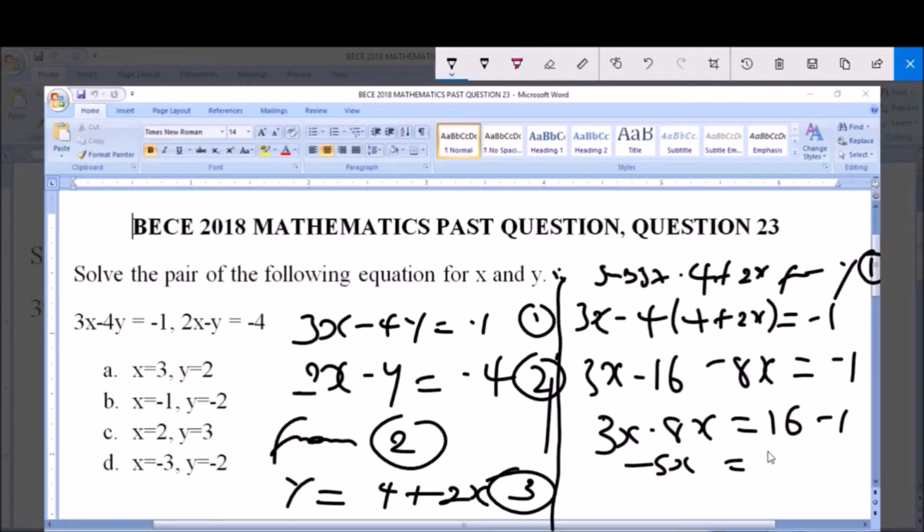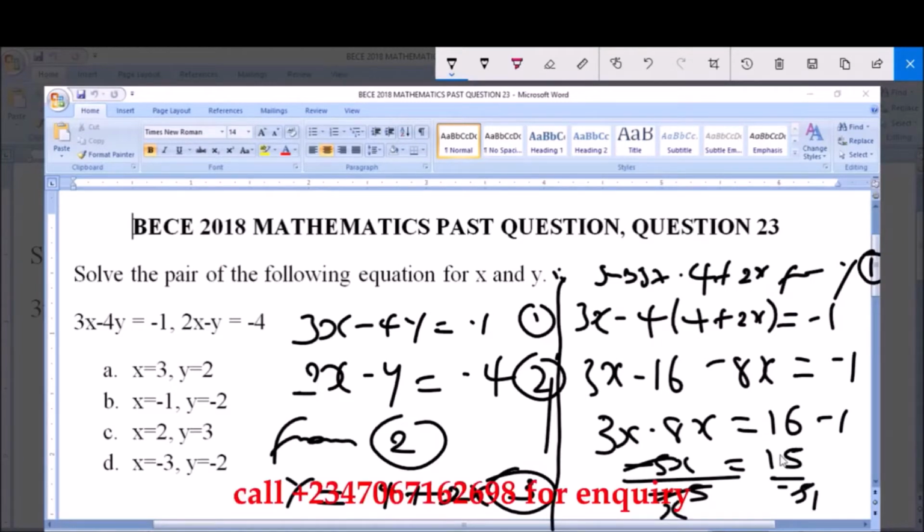Now, to get x, we divide both sides by minus 5, which is the coefficient of x. Now minus 5 divided by minus 5 will give us x, and then 15 divided by minus 5. Remember, 15 here, 5 here is 1, and 5 here is what?